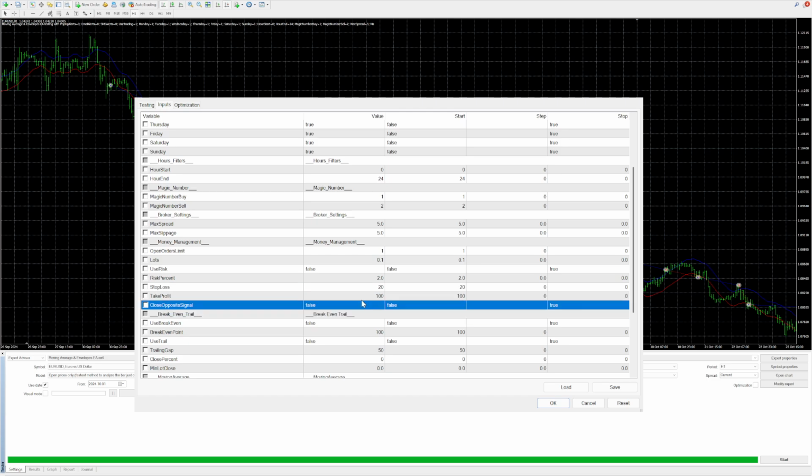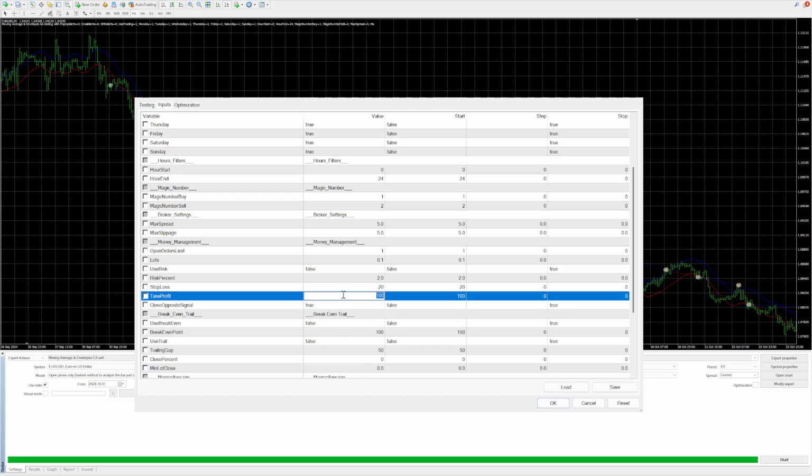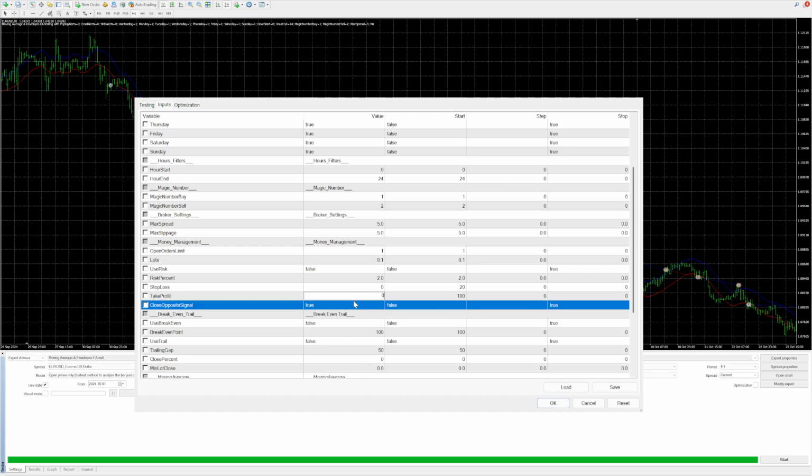And close opposite signal. If there's a signal in the opposite direction, if this is set to true, the EA will close out the trade. So let's just say you didn't have a stop loss, you didn't have a take profit, but you had close on an opposite signal. The EA will just close trades, open and close trades whenever there's a signal, depending if it's a long or a short trade.